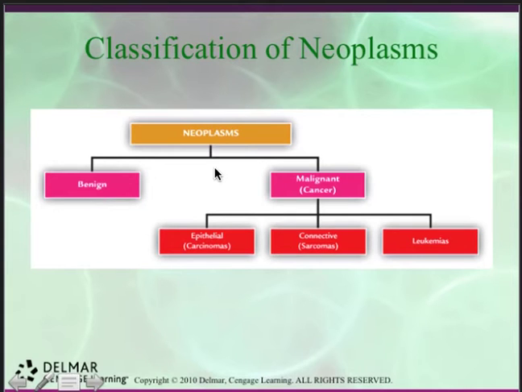And then we can go over here and we look at malignant neoplasms, which have the ability to spread. Under this category, we find epithelial malignancies, connective tissue malignancies, and leukemias. Epithelial malignancies are called carcinomas, connective tissue malignancies are called sarcomas, and white blood cell cancer is termed leukemia, leuk meaning white again, and emia in this case referring to the cancerous growth.